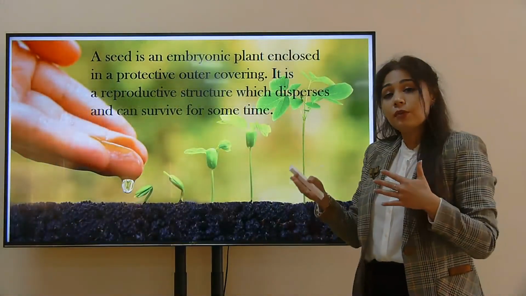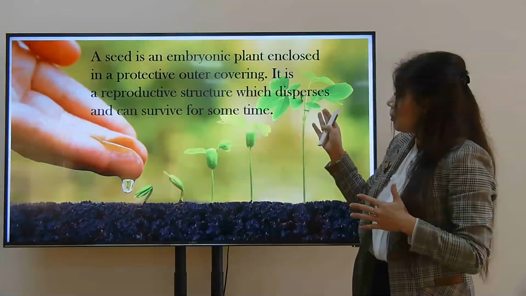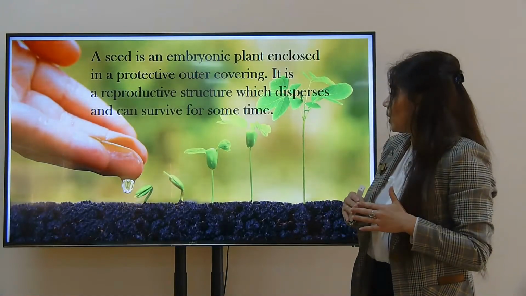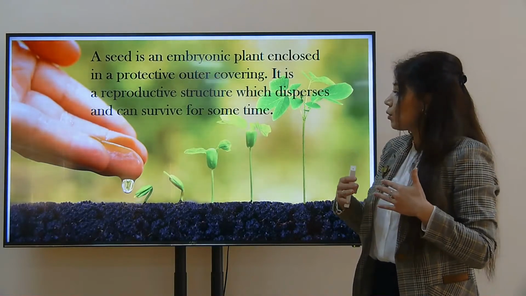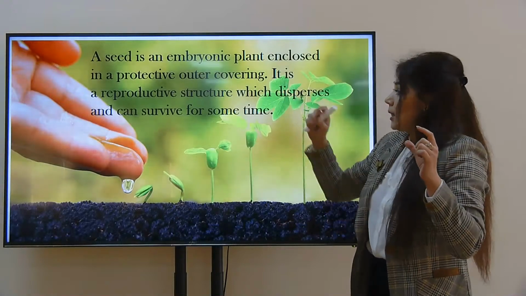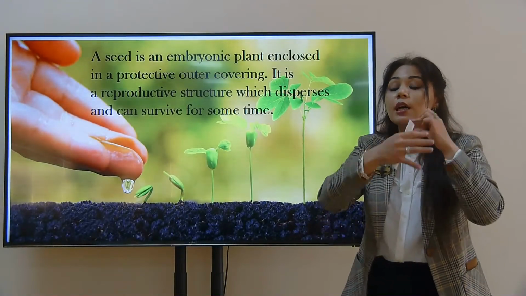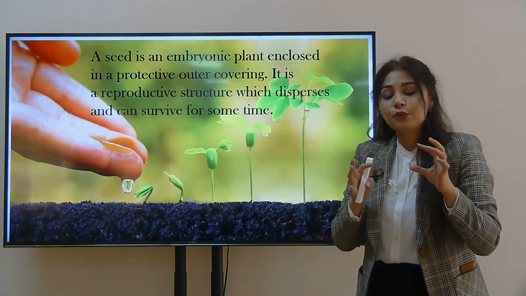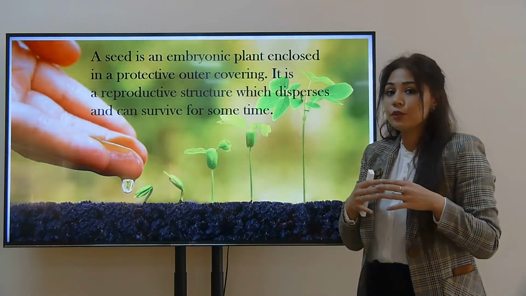Okay, let me read the first definition of the word seed. A seed is an embryonic plant enclosed in a protective outer covering. It's a reproductive structure which disperses and can survive for some time. As you understand, a seed is a small embryonic plant enclosed in covering and with some stored food, and it can live for a particular period of time.